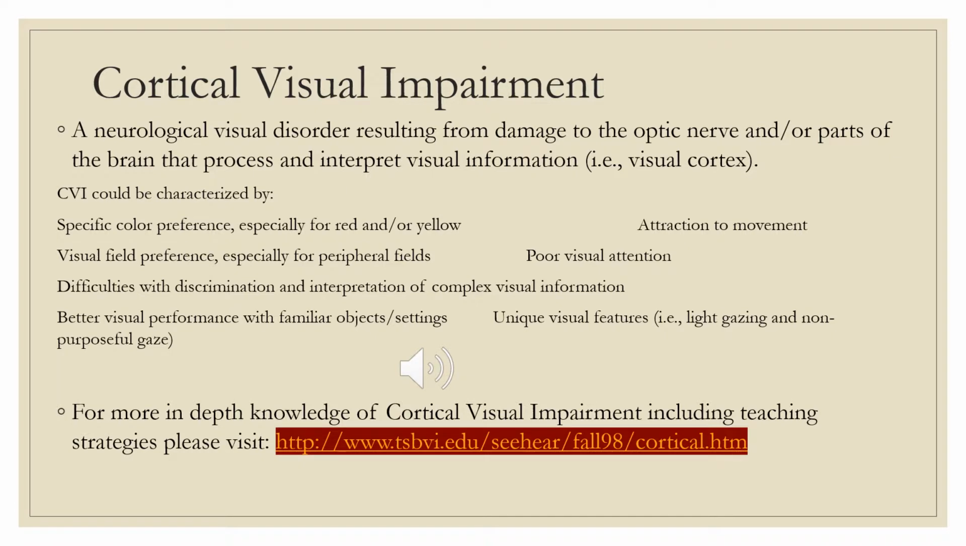Now let's take a look at the 5 most common visual impairments in children. The first of these is cortical visual impairment, or CVI.